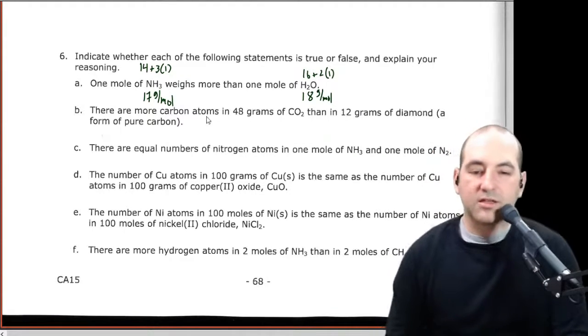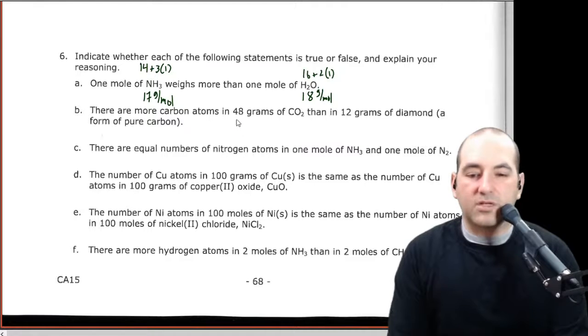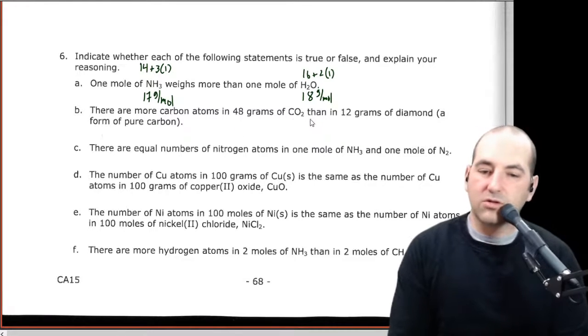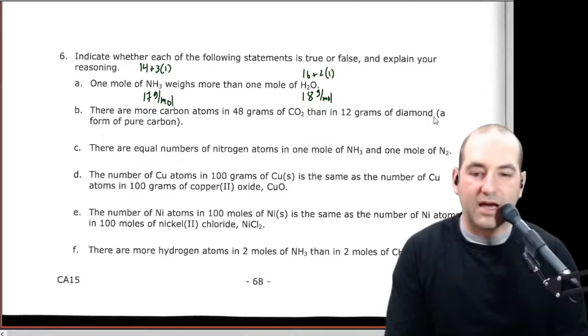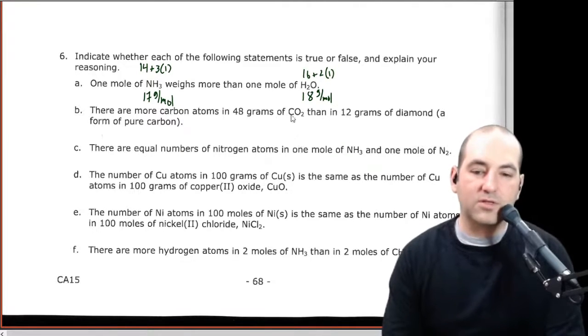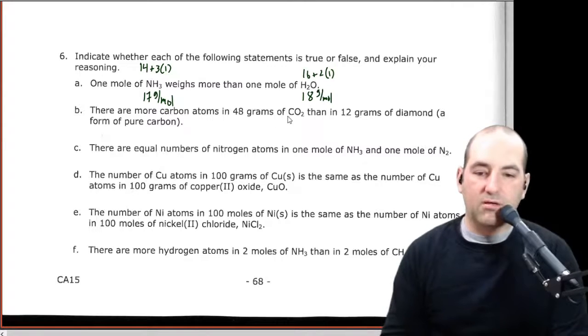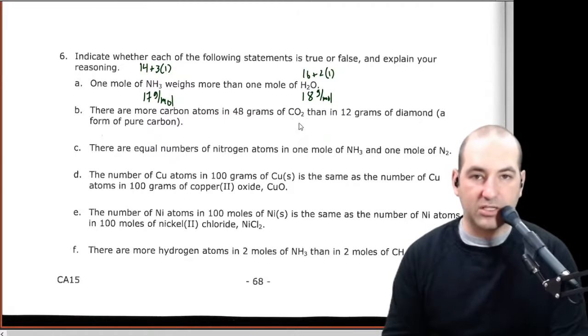Okay, let's look at the next one. There are more carbon atoms in 48 grams of CO2 than in 12 grams of diamond, a form of pure carbon. So 48 grams of CO2, that's obviously a bigger number, but that doesn't necessarily mean there's more carbon, because there's also a bunch of oxygen there. So we have to figure out how many carbon atoms are in there, versus how many atoms are in the 12 grams here that's totally carbon.